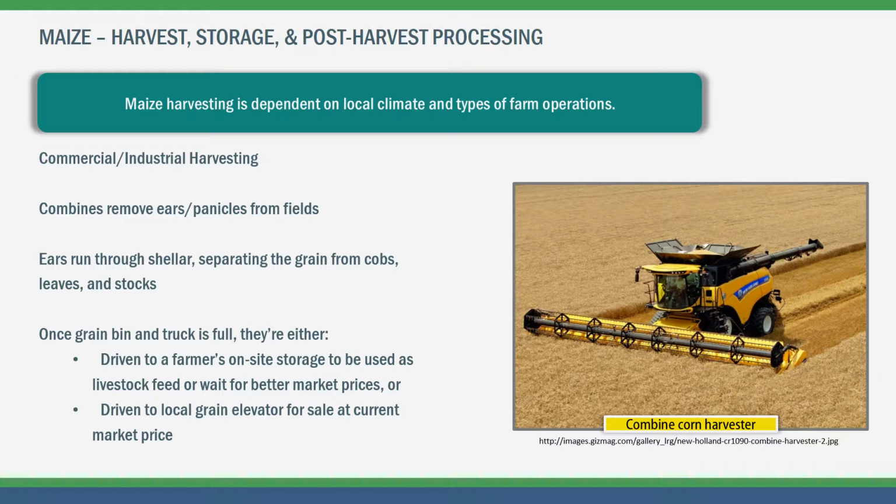When the trucks become full, they are either driven to the farmer's on-site storage bins to be used for livestock feed or to wait for better market prices, or they can be driven to the local grain elevator for sale at the current market price.